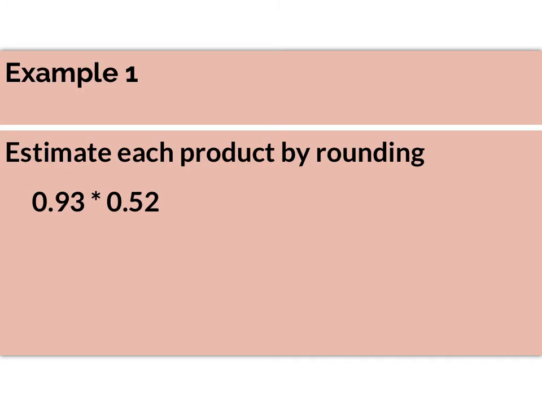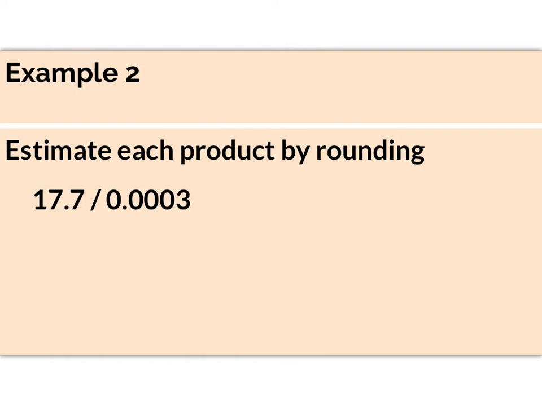And we know that 9 times 5 is 45. And two decimals. So it's about 45 over 100, 45 hundredths. And remember, this is estimating, so we're getting close. We could be off by a little bit, but we're close enough.